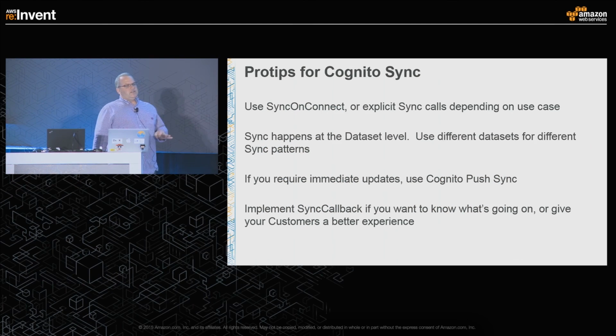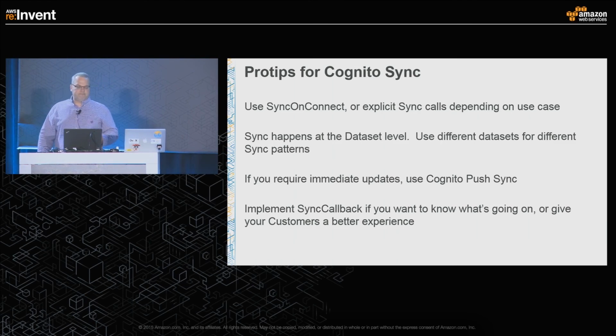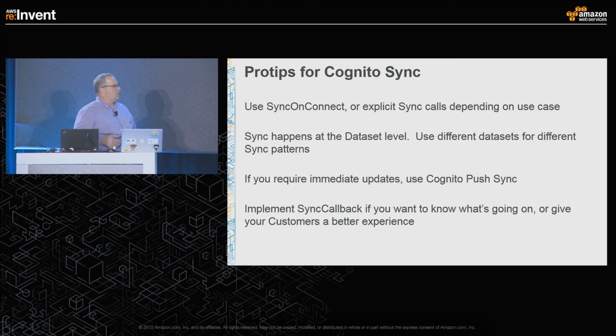Because the data set is sort of like the unit of resolution for synchronization, here's what you should probably do, depending on your use case. One way to save power is to do a sync on connect. The SDK has a special call called sync on connect, which is aware of whether or not the device is connected to a network, and will only sync when it's connected to the network. Because sync happens at the data set level, you can organize your data into different data sets depending on how frequently they need to be synced. Obviously, the less data you sync, the faster it'll occur.